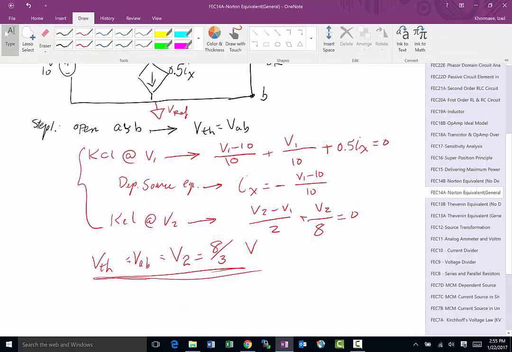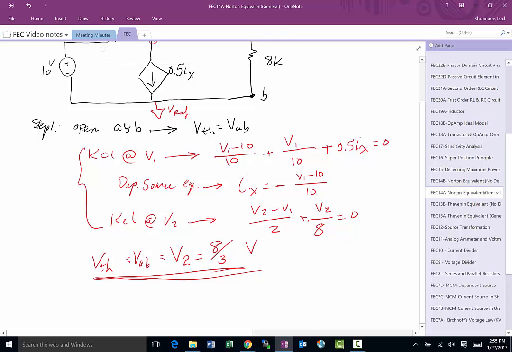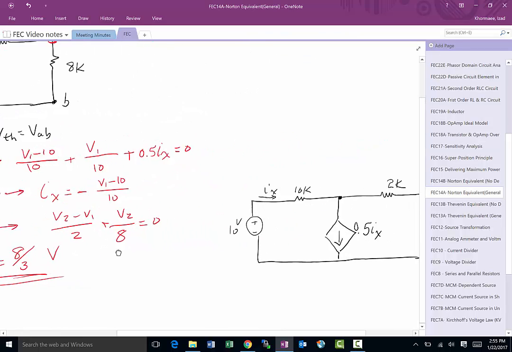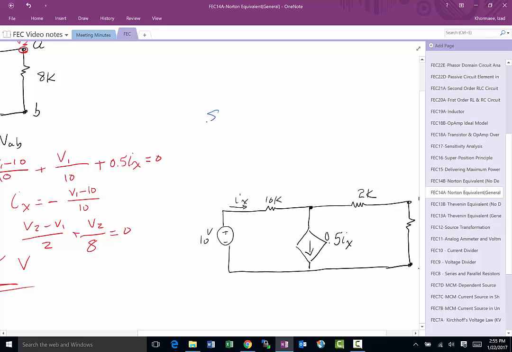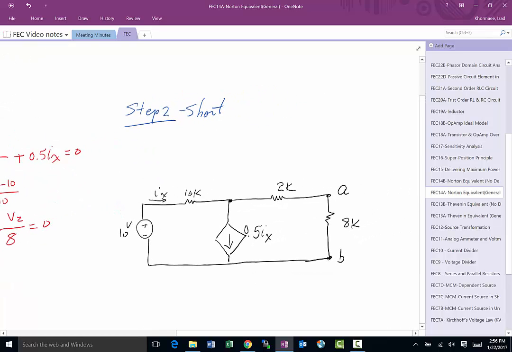So now we're going to go ahead and try to go to the next step. Step one was this, and much like we did before, step two is going to be, let's short across A and B, the terminals we are interested in, and then try to find I short circuit.